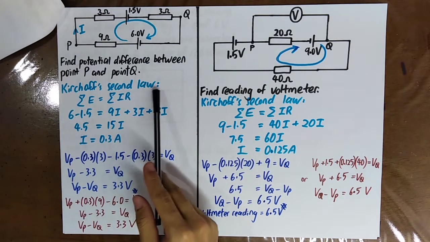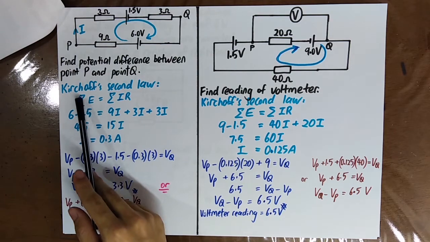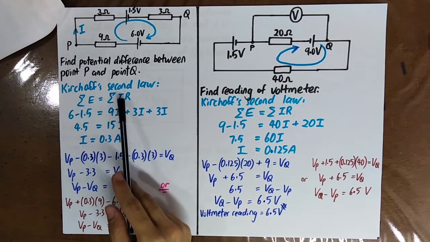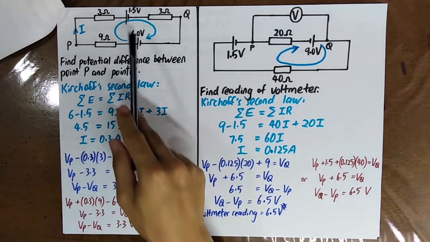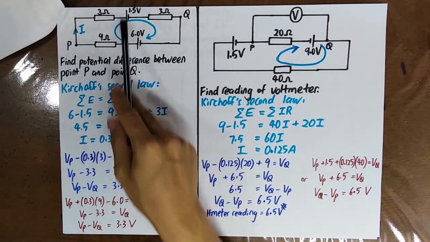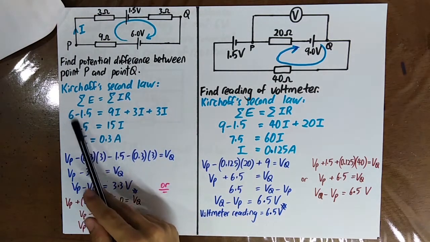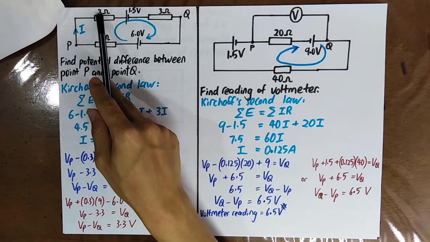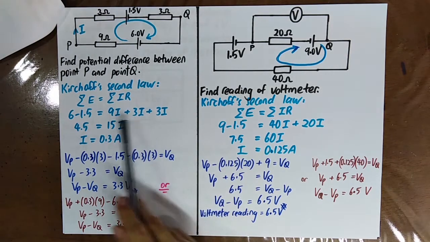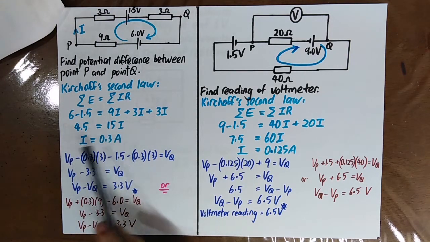So by using Kirchhoff's second law, you know that summation of E is equal to summation of IR. 6 minus 1.5, because they are of opposite polarity. If they are the same polarity, then 6 plus 1.5. So it is equal to 9I plus 3I plus 3I. Therefore, you can find the current.